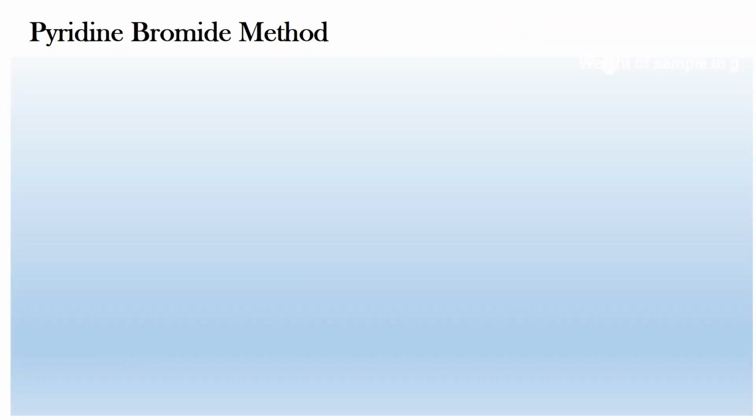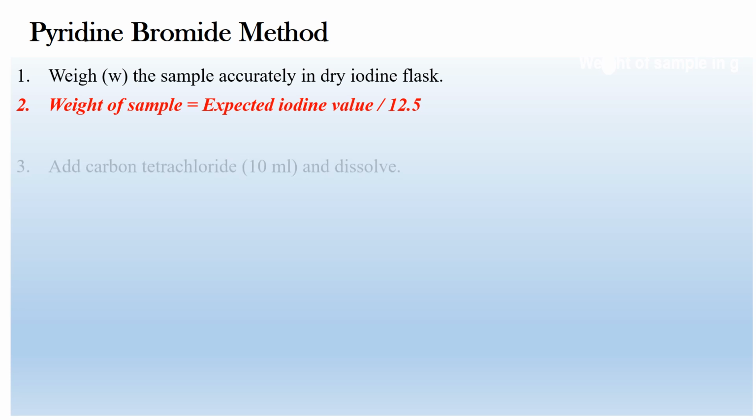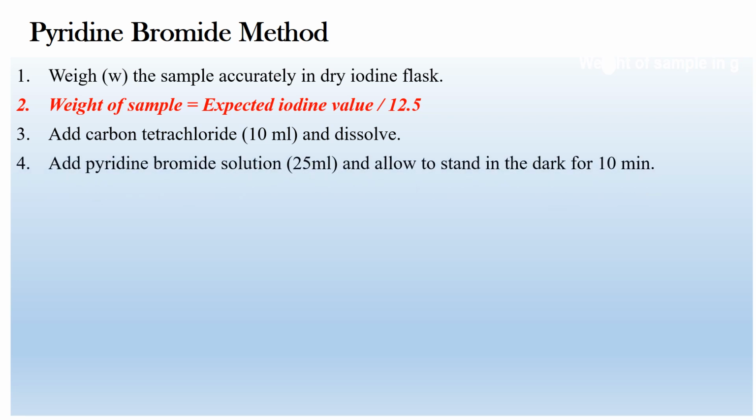Coming to the determination of iodine value by the pyridine bromide method. Here, first of all, weigh the sample accurately in a dry iodine flask. Here, the weight of sample is equal to expected iodine value divided by 12.5. To the sample, add carbon tetrachloride 10 ml and dissolve. Then add pyridine bromide solution 25 ml and allow to stand in the dark for 10 minutes.